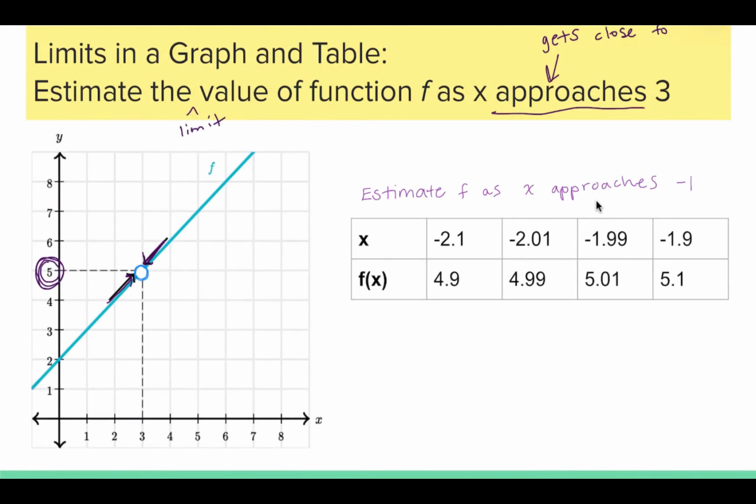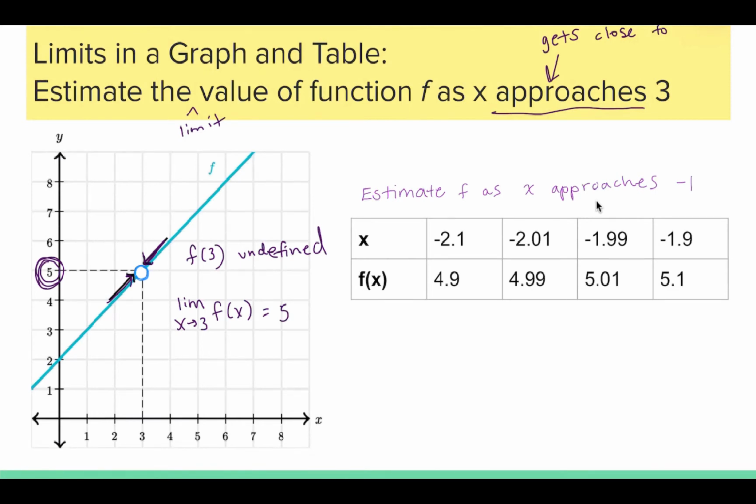Sorry. I know that f of 3 is undefined because there's a hole. There's nothing there. However, I know that the limit as x approaches 3 of my function f of x equals 5. So what this is saying is, as x gets close to 3, the function is getting close to 5. Okay.